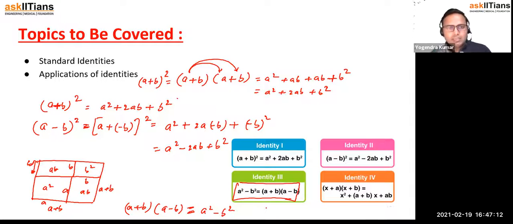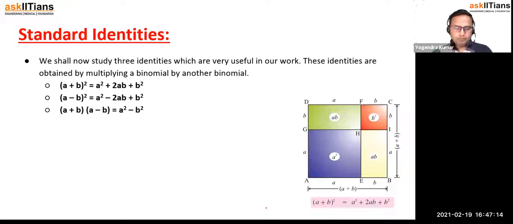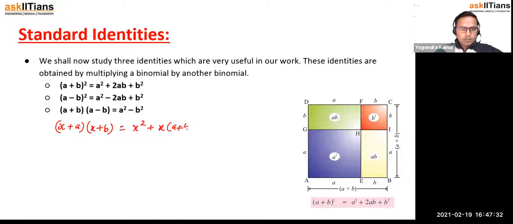So these are the identities we need to remember. Okay, right? These are the identities. Let me write down the last one as well. x plus a and then x plus b. So what it will be? x square. Now here x common, a plus b, plus ab. This is what we get, right? I hope you got it.